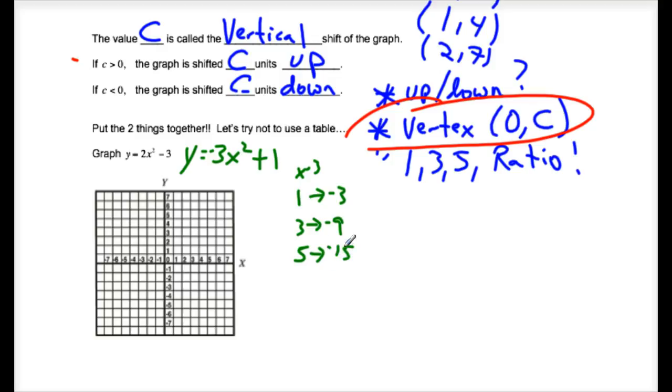What else do you know about this one? Is it up or down? Down. Is it skinny or wide? Compared to the parent function, it's skinnier than the other one. Oh, it's skinny because it's 3. Is it skinnier or wider than the first one you guys did? It's even skinnier.